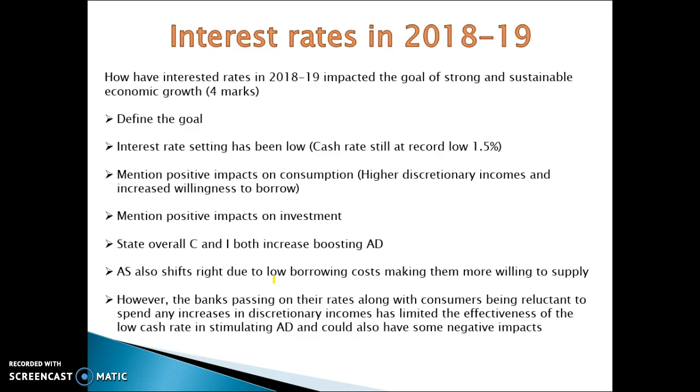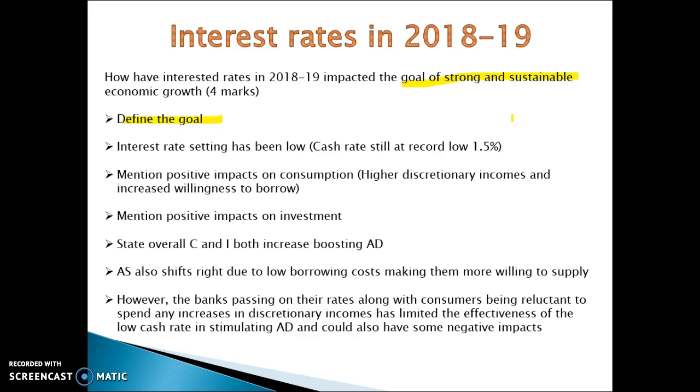So here's just a hypothetical question. How have interest rates in 2018, 2019 impacted the goal of strong and sustainable economic growth? How would you go about doing that question? Well, first you define the goal of strong and sustainable growth. There's always a mark that asks you to link it to the goal. Make it clear that interest rate settings have been low, so the cash rate stands at 1.5, which is a record low, and then make your links to consumption and investment.